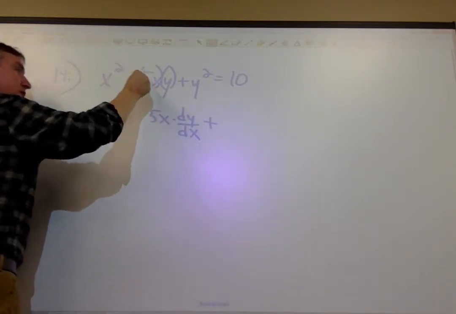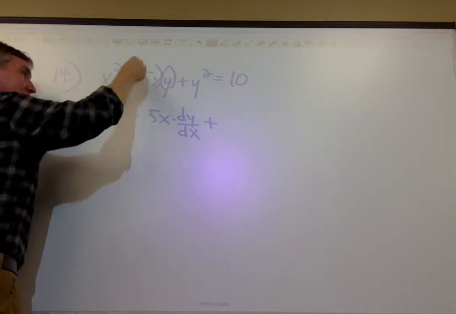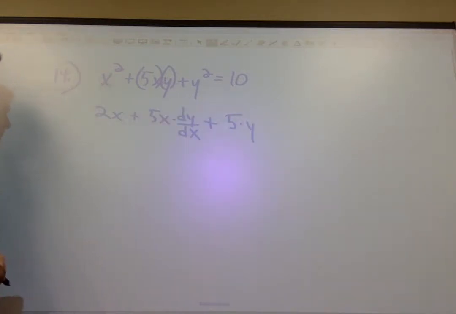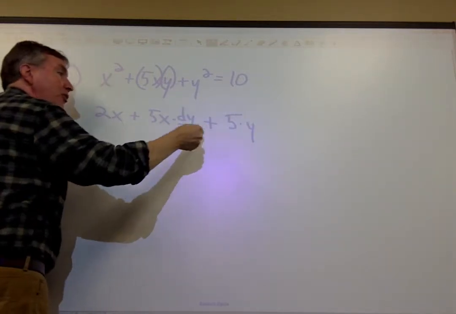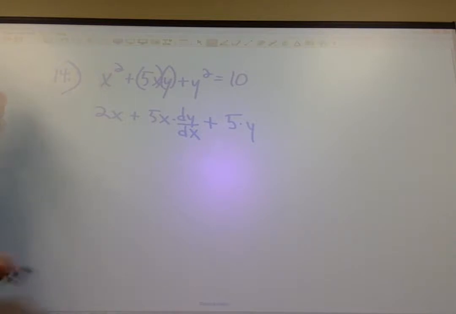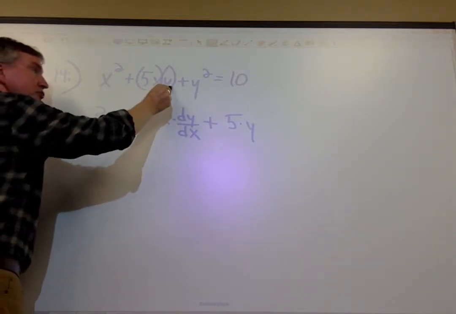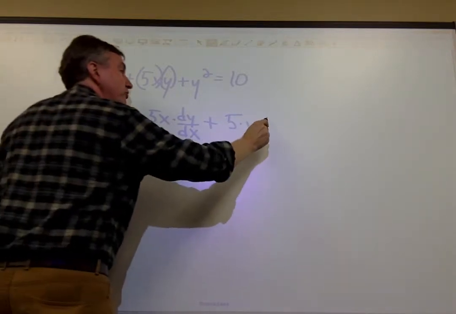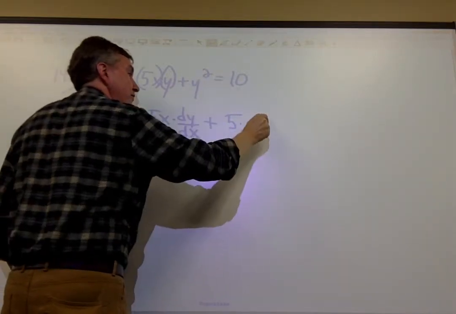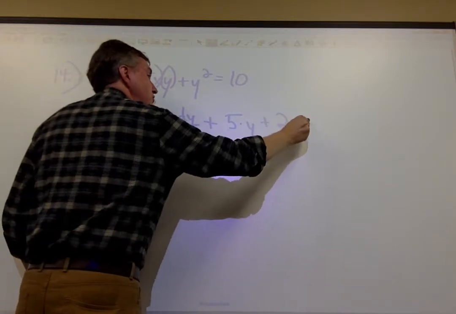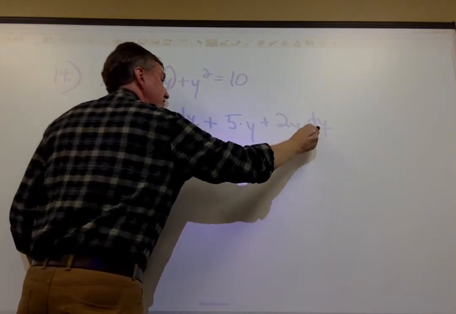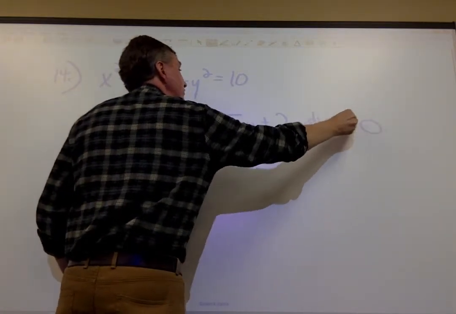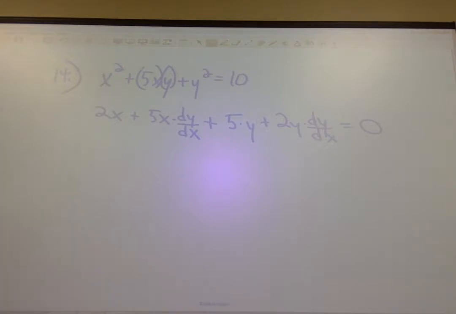Plus, the derivative of first is what? 5 times original second. Since I didn't take a derivative of y in that second part, I don't tack on dy dx. The only time I tacked on dy dx is when I took a derivative of a y variable. Okay? Equals, not equals, what's this one? 2y dy dx equals what? Equals 0. Derivative of 10 is 0.